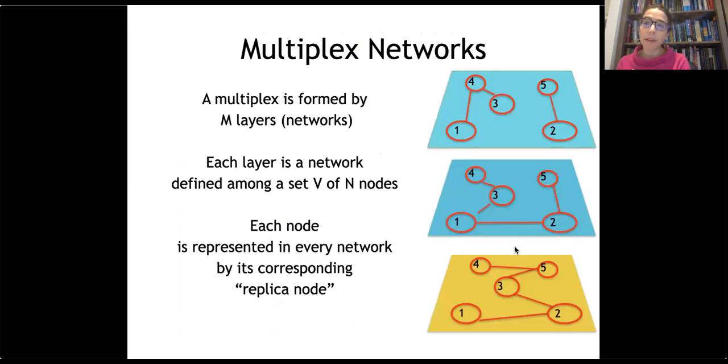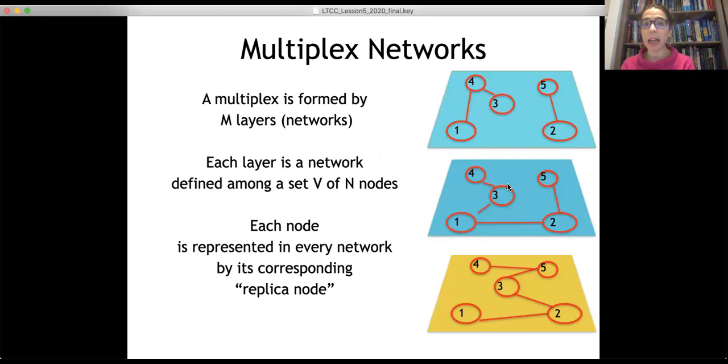So in multiplex networks, which we have already introduced informally, a multiplex network is formed by M layers, and each layer is a network defined on a set V of n nodes, and each node is represented in every network by a corresponding replica node. So for instance, node 1 is John Smith, and John Smith is represented in the email communication network, in the mobile phone network, and in the chat communication network. Or you can have a transportation network, so this can be Oxford Street tube station, Oxford Street train station, and so on.